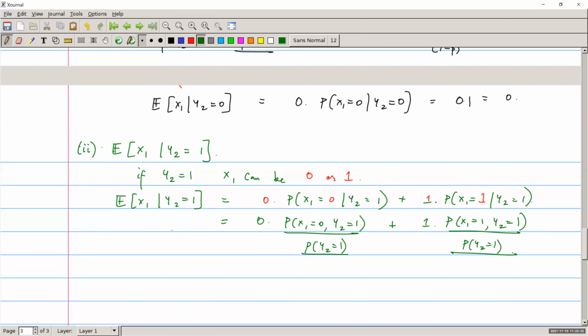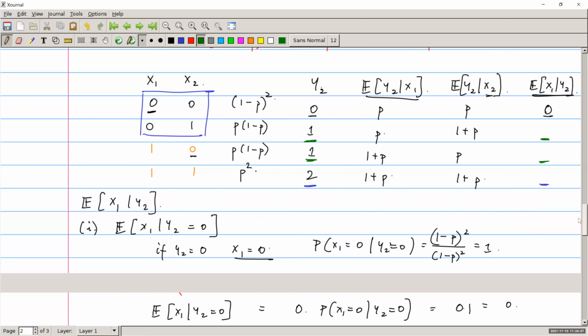Tell me how to compute this. What's the probability x1 equals 1 and y2 equals 1? P times 1 minus P. Very good. What's the denominator? Probability y2 equals 1.